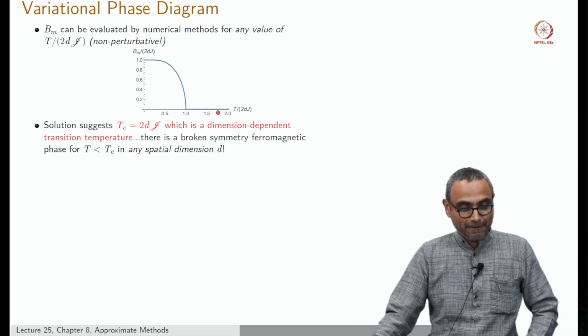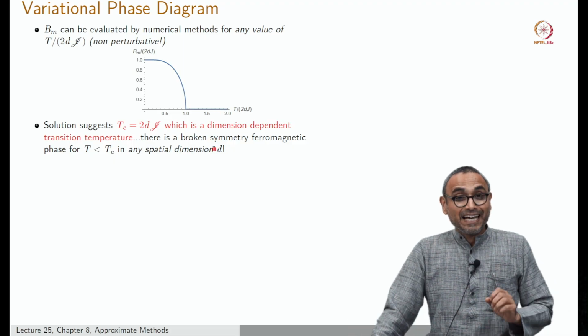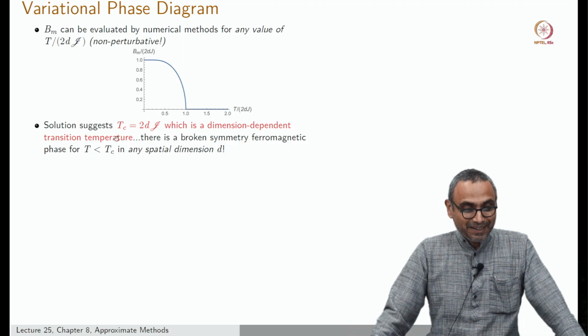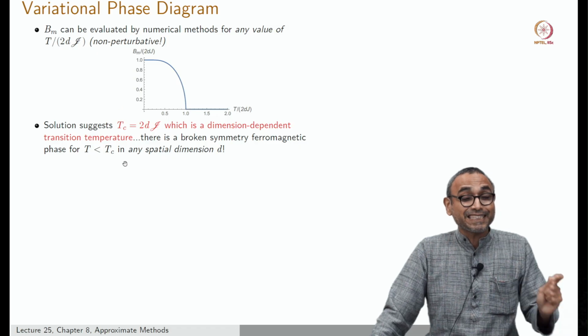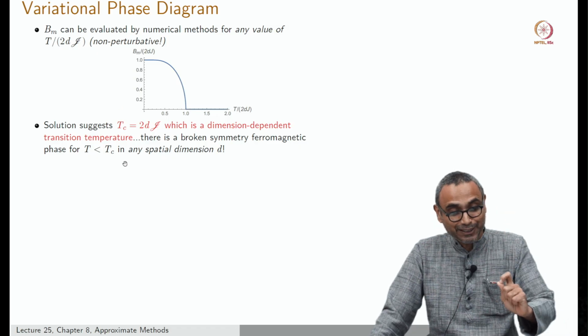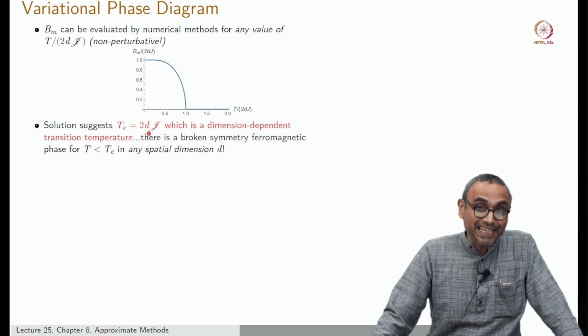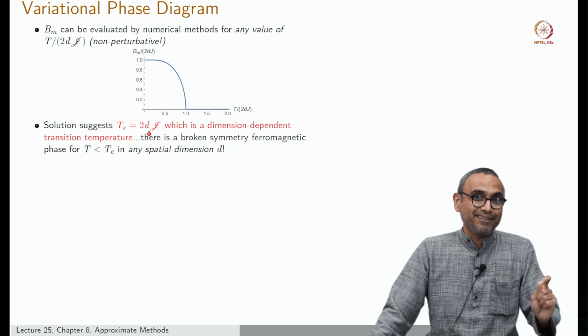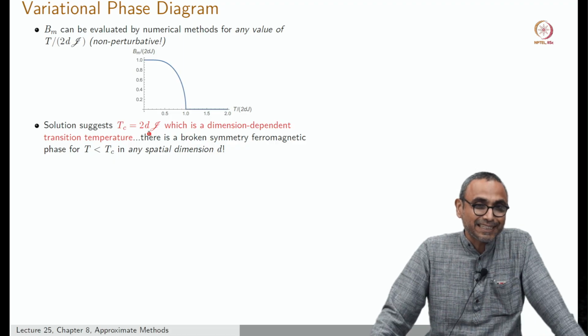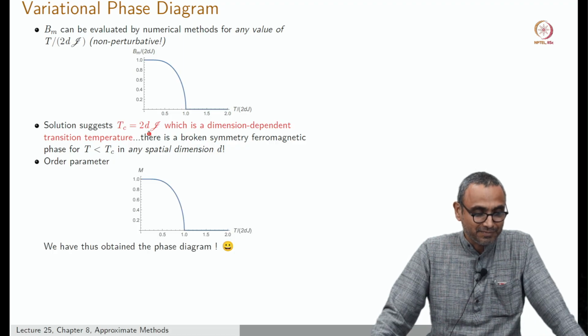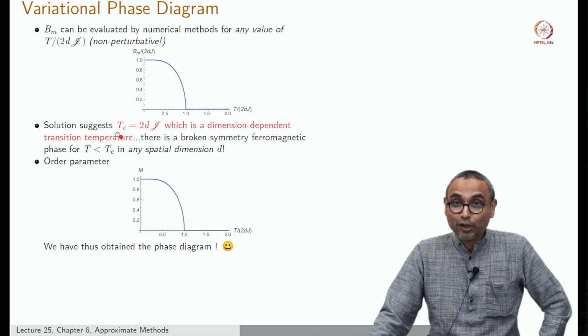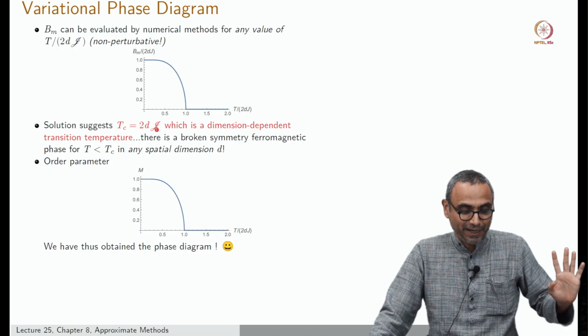Okay, but mind you that you have also got an expression for the Tc. It also tells you that the Tc of the system is 2 times d times J. It found an expression for the transition temperature as well. Okay, and remember, this is not a perturbative result, right? The value at which Tc is occurring is not a small parameter in anything.